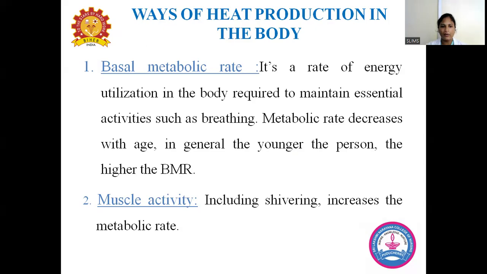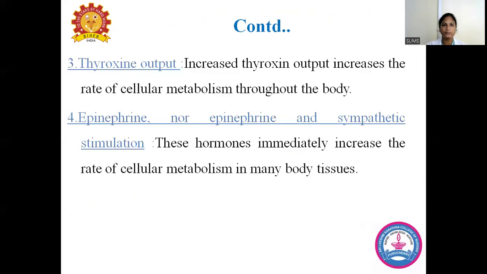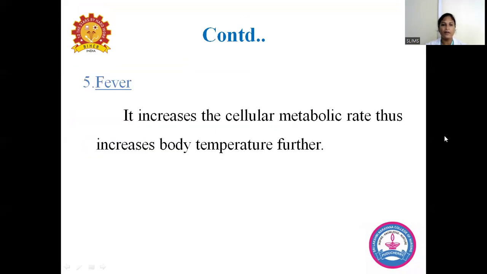And muscle activity, including shivering, increases the metabolic rate. Increased thyroxine output increases the rate of cellular metabolism throughout the body. And epinephrine or norepinephrine and sympathetic stimulation also immediately increase the rate of cellular metabolism in many body tissues. And fever increases the cellular metabolic rate, thus increasing the body temperature further.